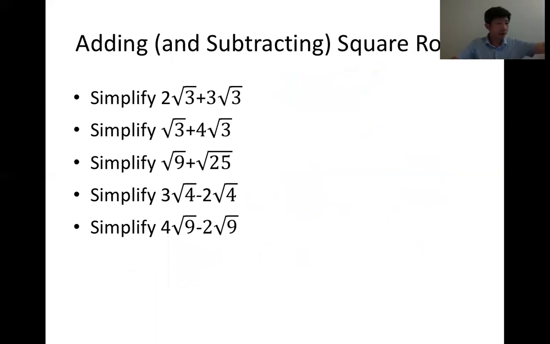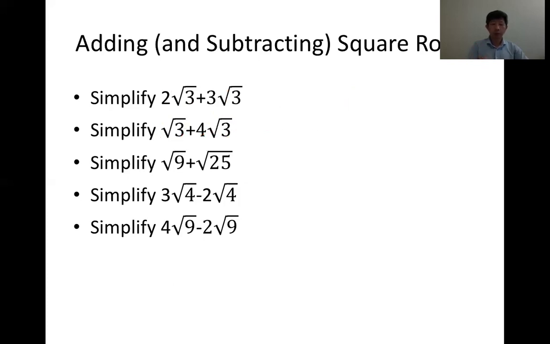Next, number 18, we're subtracting. Simplify 2 square root of 3 plus 3 square root of 3. All right, now you have the same term, right? So we combine? Yes, we combine. So 2 and 3, so 5 square root of 3. Okay, what about the next problem? Square root of 3 plus 4 square root of 3. Can we combine? Yes, combine 4 and 1, which is 5 square root of 3.